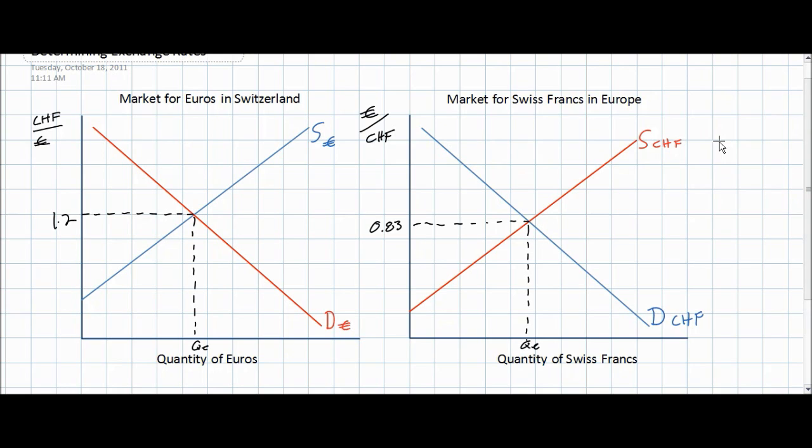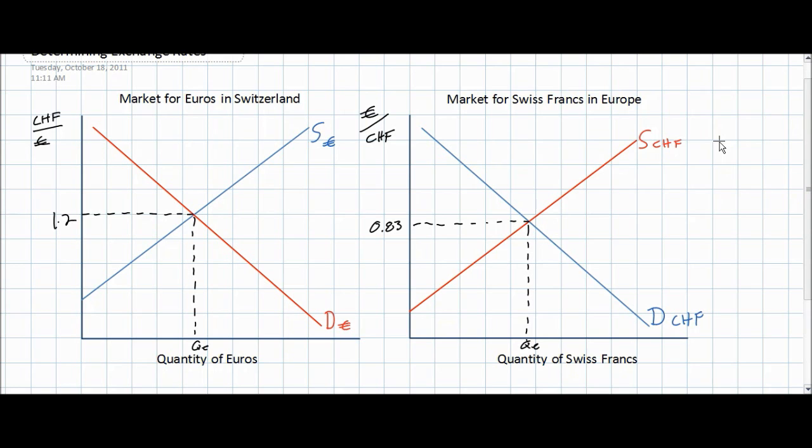Notice that the supply curve in this market is red, just like the demand curve for the market for euros is red. The reason both lines are red is that they both represent Swiss households. Whereas Swiss households, Swiss individuals demand euros, they are the suppliers of Swiss francs in European countries. In order to buy European goods, Swiss individuals must supply Swiss francs to the European foreign exchange market. The demand curve in the market for Swiss francs in Europe is blue because it represents the same individuals as the supply in the market for euros in Switzerland, which is also blue.